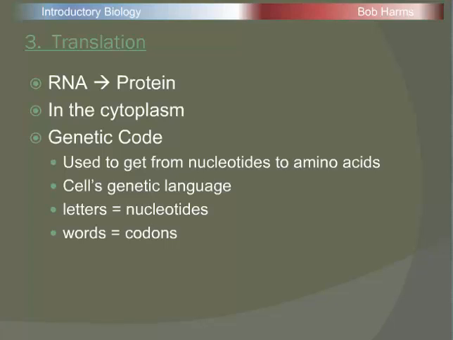We can think of it as the cell's genetic language, and there are a lot of analogies between the genetic code and our written language. In our written language, we have letters that make up our alphabet. We've got 26 letters. We arrange those letters into words, and it's words that have meaning.